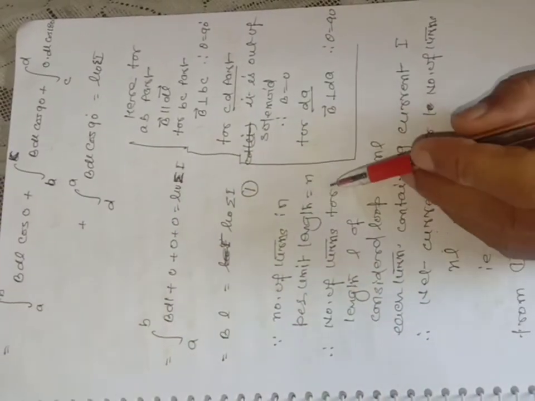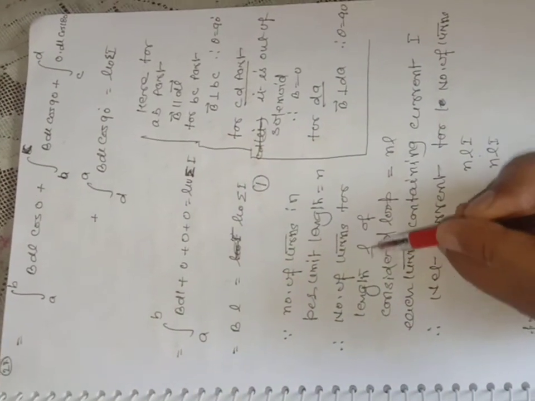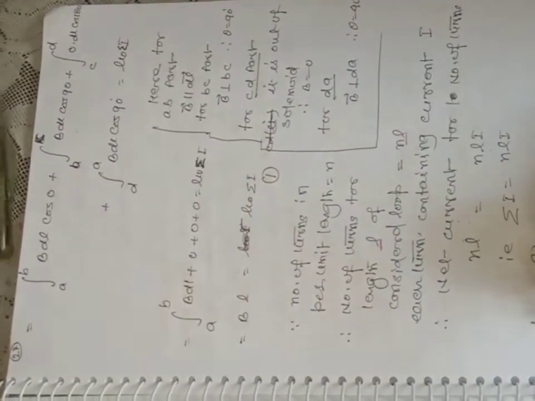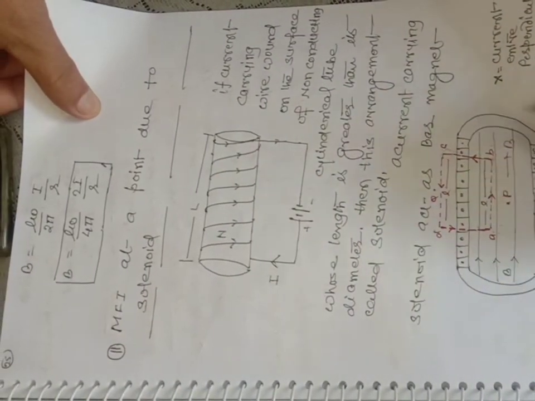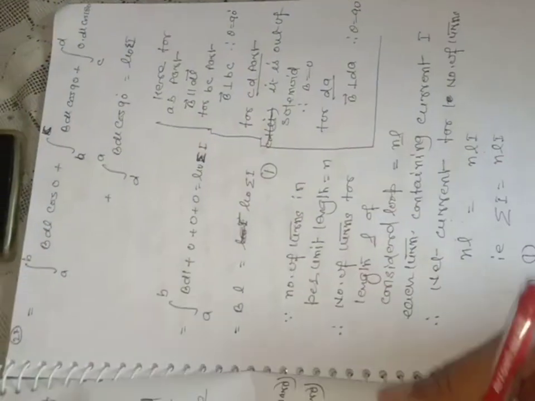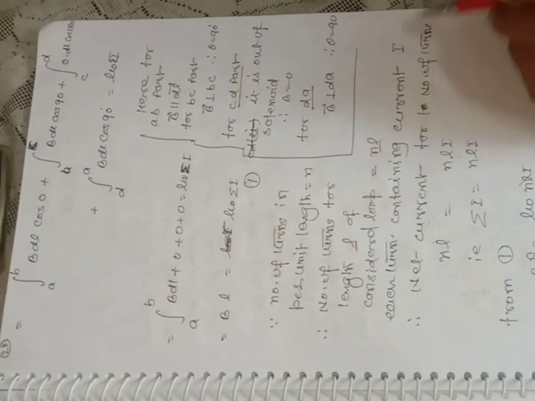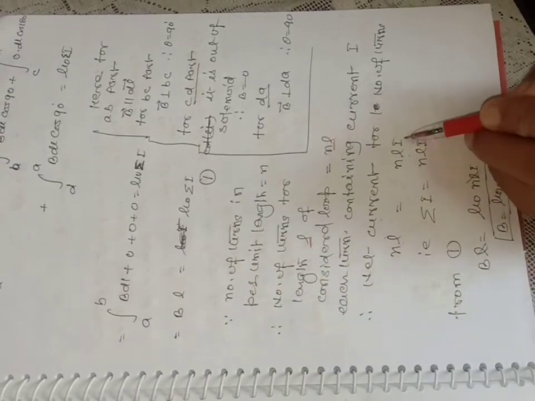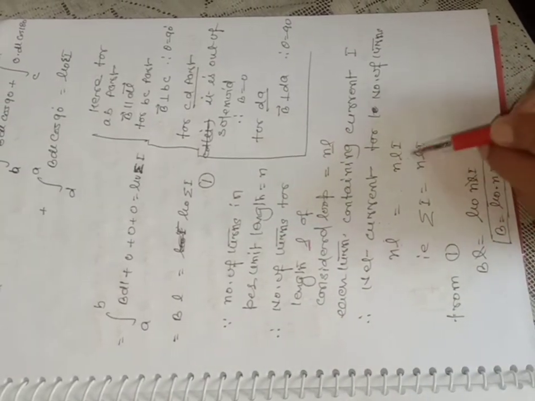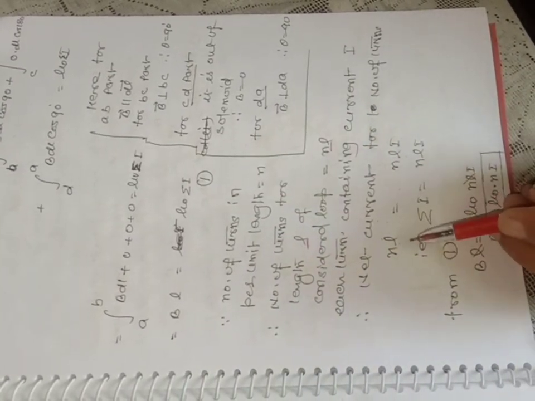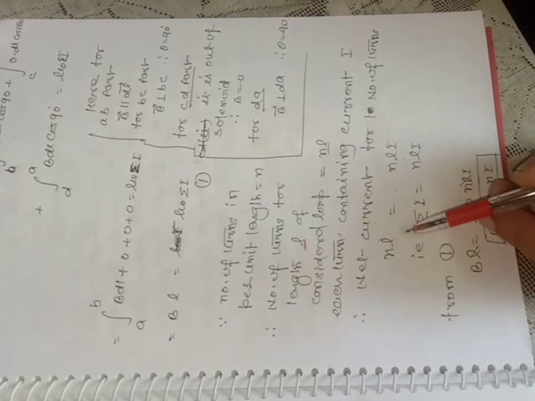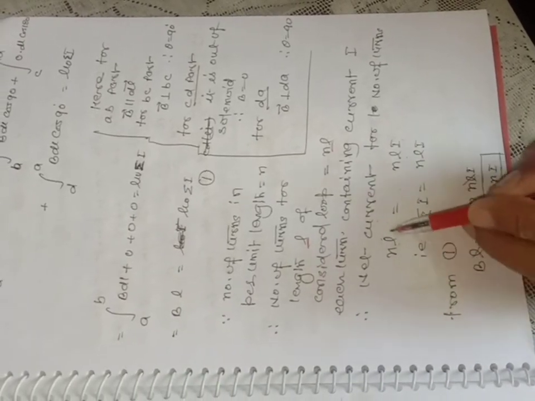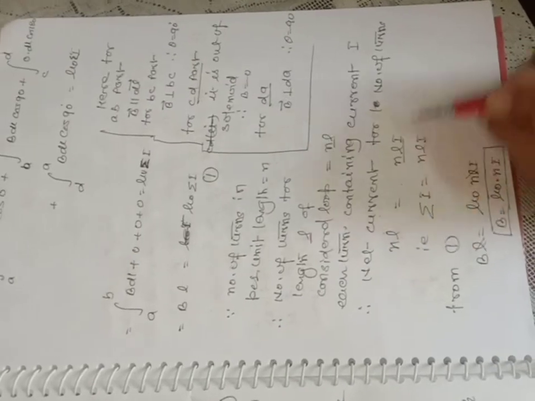Correct? So the number of turns per unit length is small n. So what is the number of turns if the length is L? It becomes nL. So the total number of turns present in this particular length L is equal to nL. Okay, and the enclosed current is I. So the net enclosed current is nL into I, because I is the current flowing through one turn, so the number of turns present in that loop is nL, so the net current will be nLI.